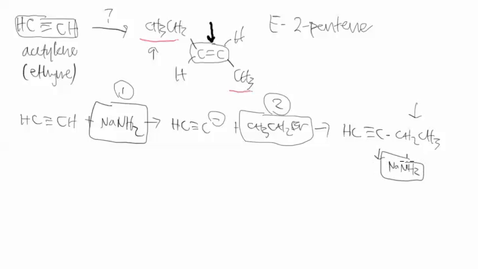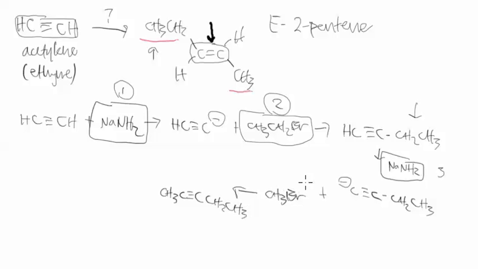Step number 3 is I add the sodium amide all over, and this is going to give me another acetylide ion. When this happens, I then need to add a methyl group onto the other side. So this will allow me to add methyl bromide. So my methyl group, C triple bond C, and then CH2 and CH3. So this is going to be step number 4.